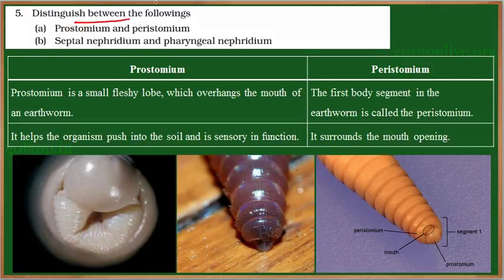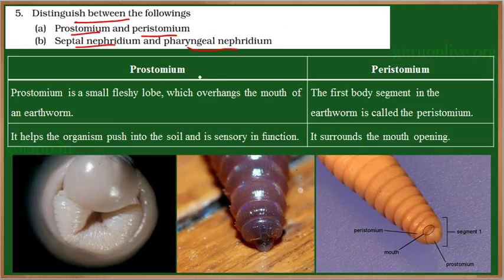Distinguish between the following: prostomium and peristomium, septal nephridium and pharyngeal nephridium. So students, here are two options. We need to learn the differences between these two. The first one is prostomium and peristomium.